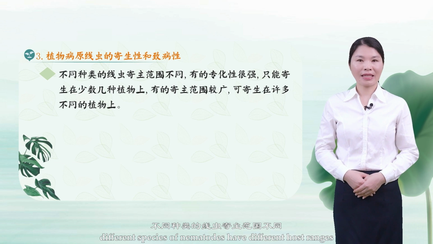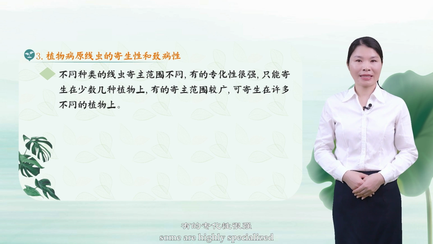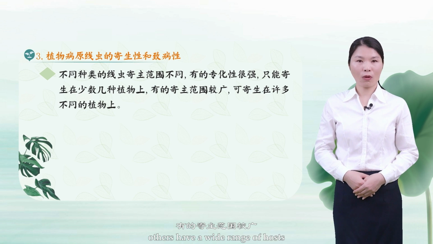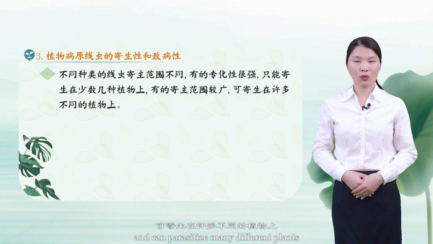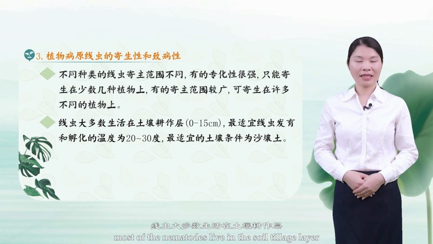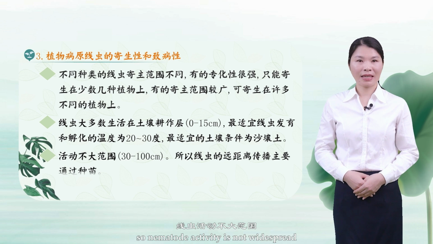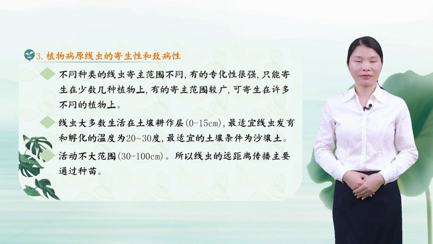Different species of nematodes have different host ranges. Some are highly specialized and can only parasitize a few species of plants. Others have a wide range of hosts and can parasitize many different plants. Most of the nematodes live in the soil tillage layer, so nematode activity is not widespread. So, nematodes spread over long distances mainly through the transport of seedlings.